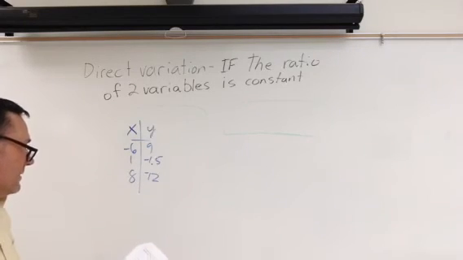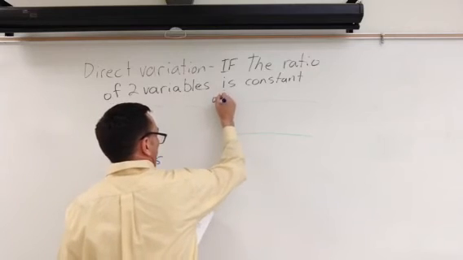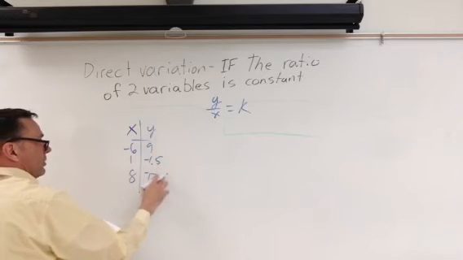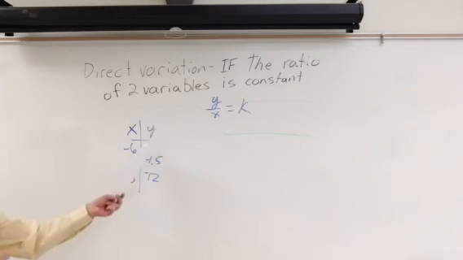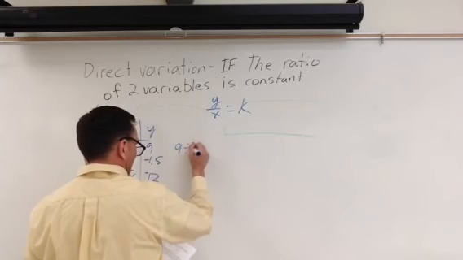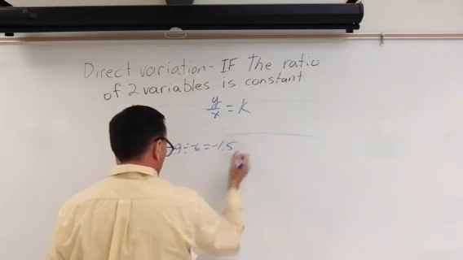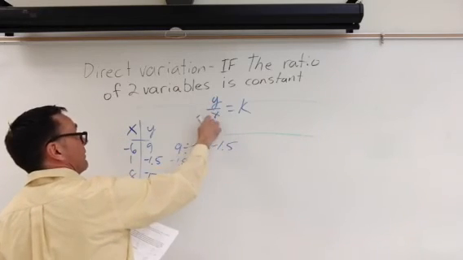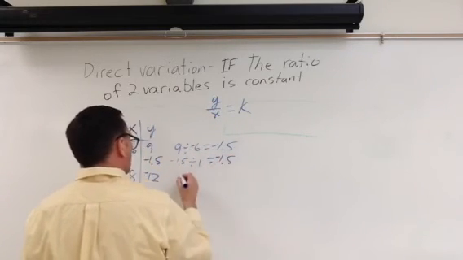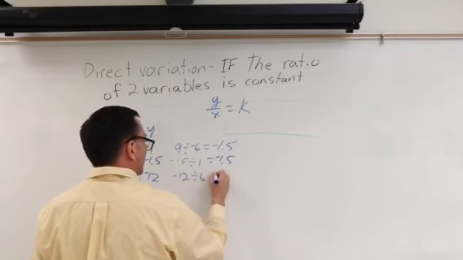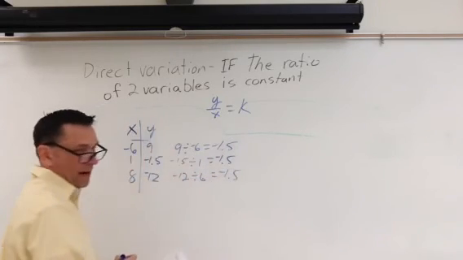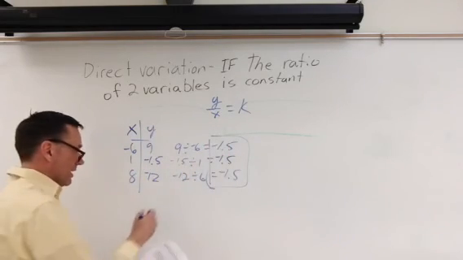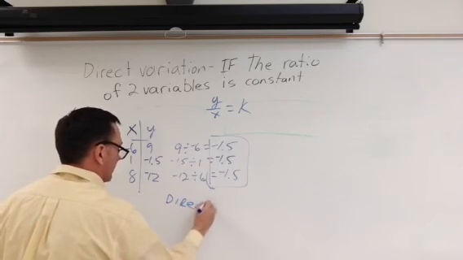Now in order to identify this, remember this equation when we had y divided by x equals k? We need to know if our k values are all the same. So we divide 9 divided by -6, we get -1.5. -1.5 divided by 1, just like we are here, y divided by x. We will see that all of these equal -1.5. This means this is a constant ratio. So the first one is direct.